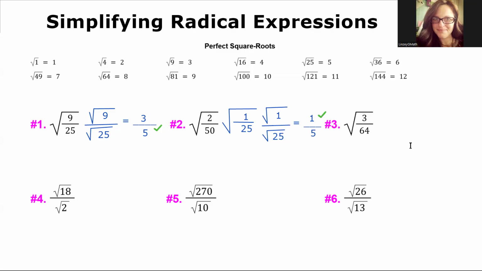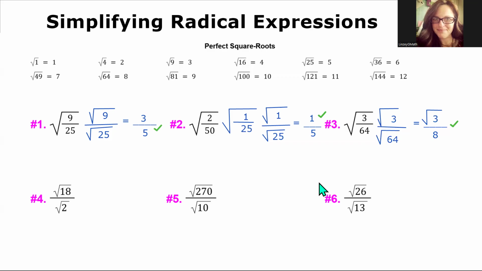Number 3. Let's see, can we reduce 3 and 64? No, there is no common factor. Let's try taking the square root of the top and the square root of the bottom separately, and we'll see what happens. Square root of 3 over the square root of 64. 64 is a perfect square. Square root of 64 is 8. And we can't simplify the top, so we will leave the square root of 3 over 8 as our answer.